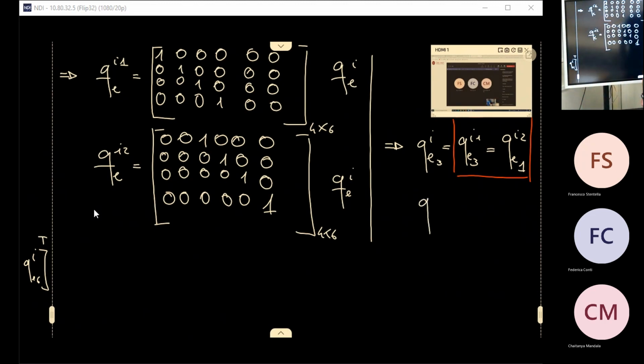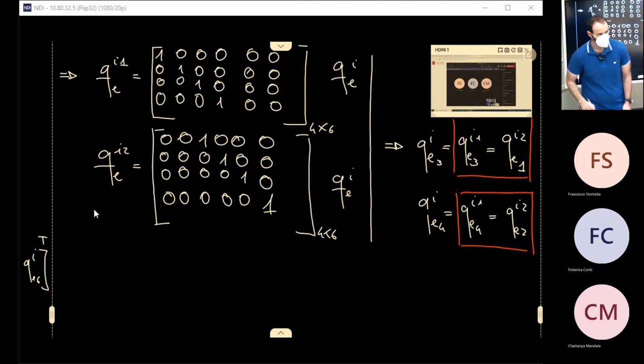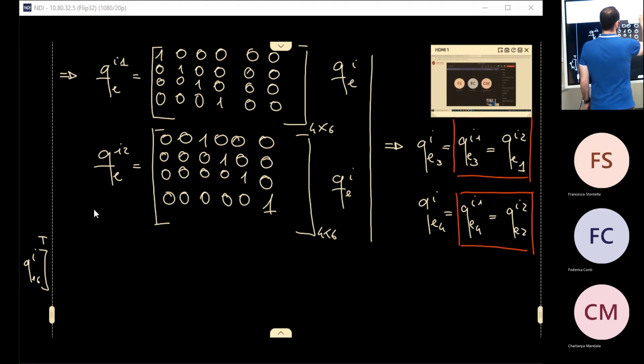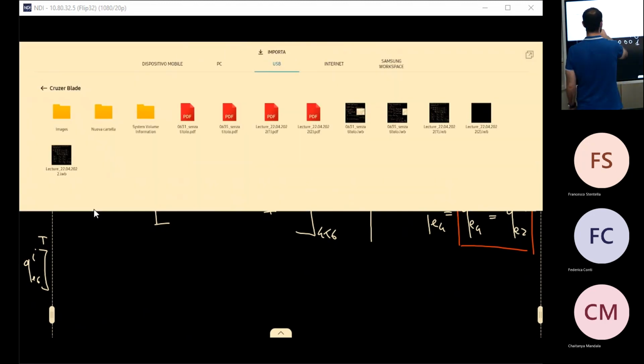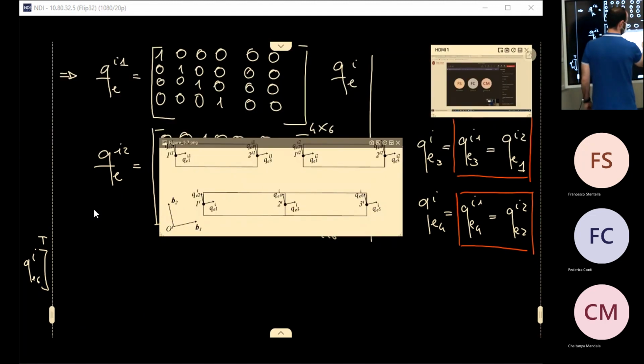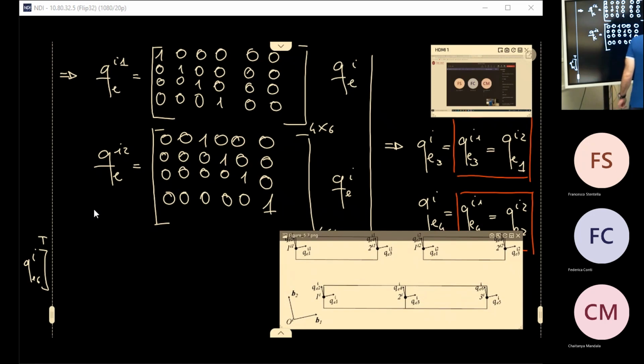And also the same here. So you have Q, E, I think it's 4. And here, if I remember correctly, it's 2. Okay. For the sake of clarity, you can just look at the picture here. You can just reuse it here.